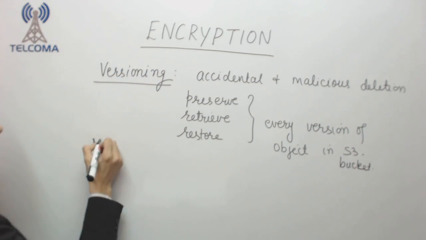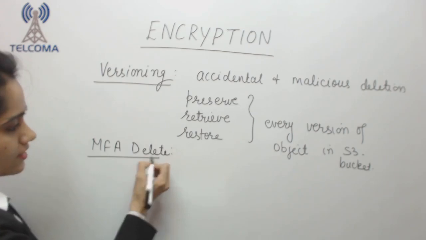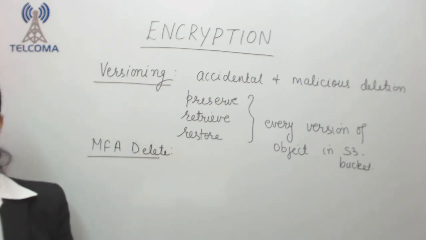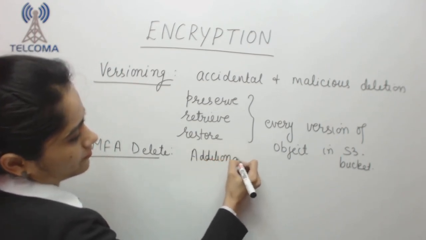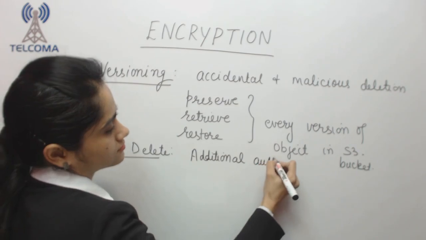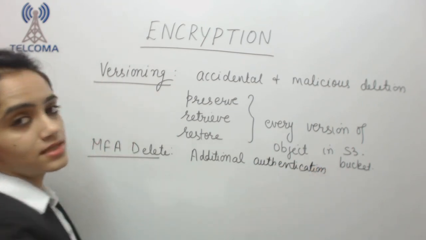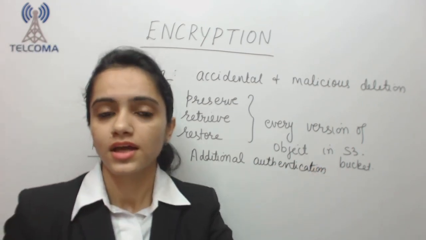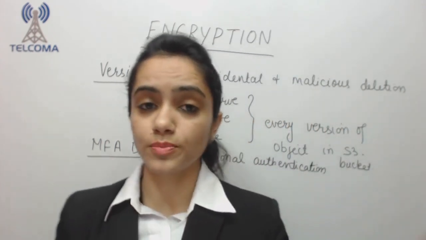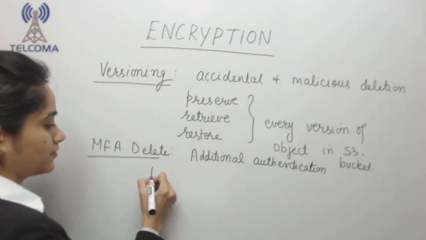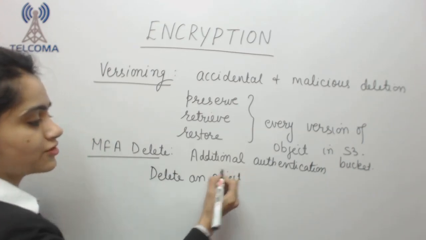Next we have MFA delete. This is an additional authentication. What is there in MFA delete? It protects against permanently deleting an object. Whenever we need to delete an object, it requires an authentication code.